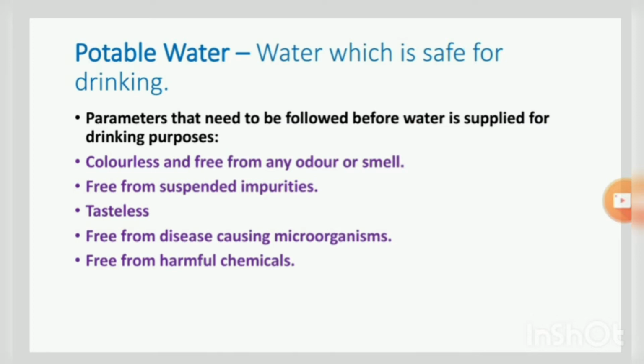So if you are given a sample of water to check whether the water is potable or not, then you have to check for the following parameters. It should be colorless, it should be free from any odor or smell, it should be free from any suspended impurities, should be tasteless, must be free from any harmful chemicals, and must be free from the harmful microbes which can cause diseases. So these are the 5 parameters which you have to check to make sure that the water is potable.